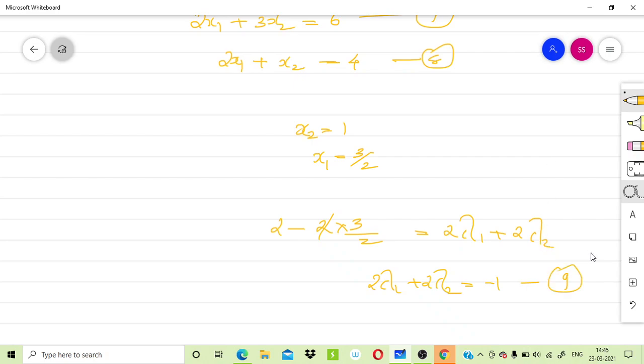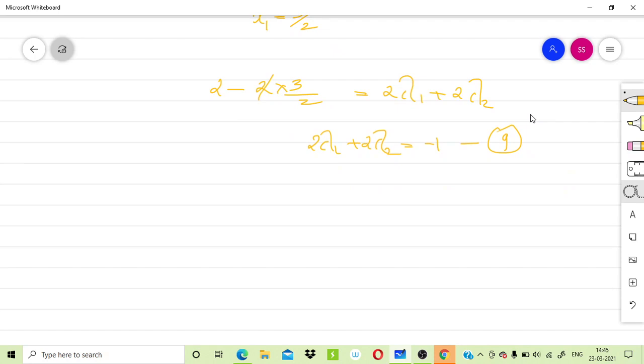So this is equation number 9. Again, if you substitute in equation number 2 for x1 and x2, then you will get 3 lambda 1 plus lambda 2 equal to 1. So this is 10. Again you can solve these two equations, which are two equations in two unknowns. So you will get lambda 1 equal to 3 by 4, which is greater than 0, and lambda 2 equal to minus 5 by 4, which is less than 0.